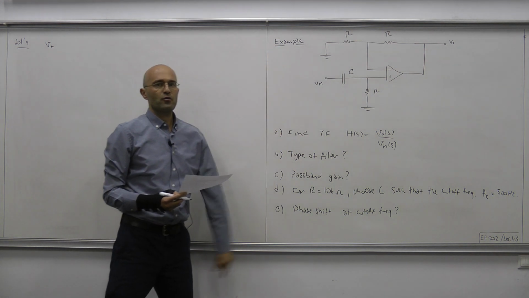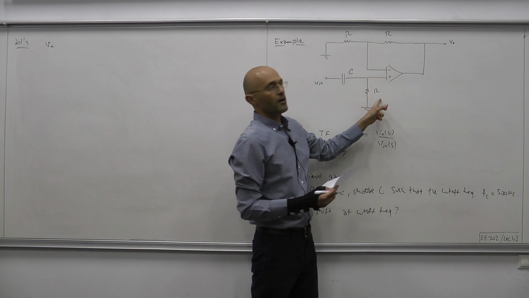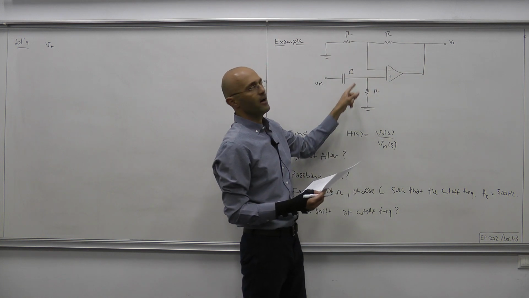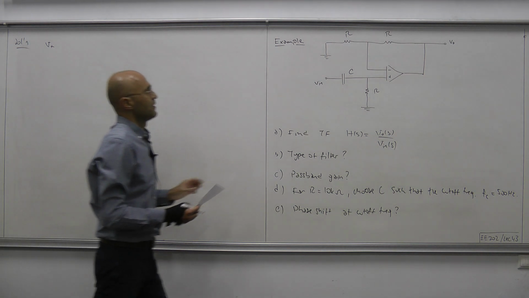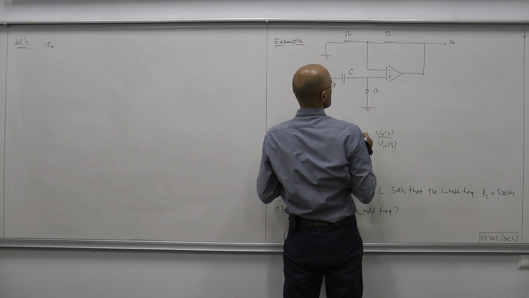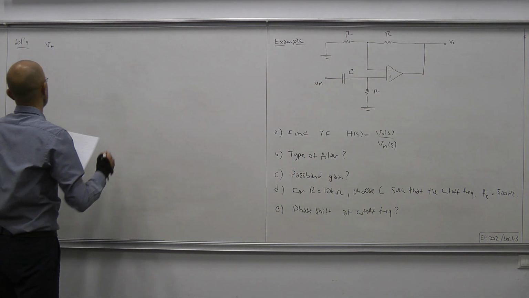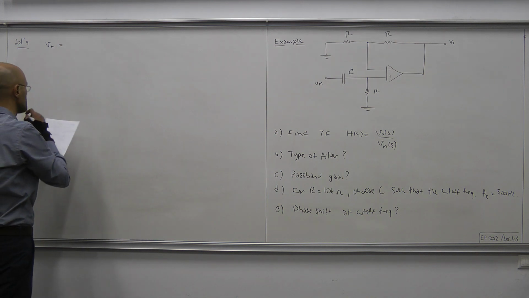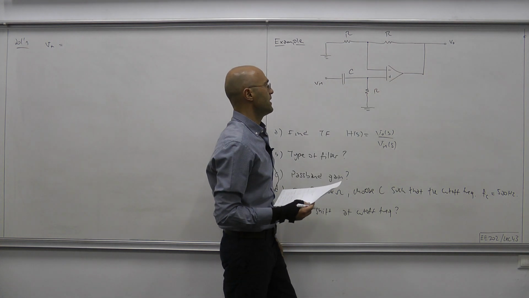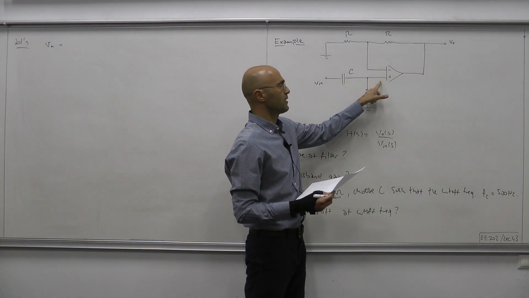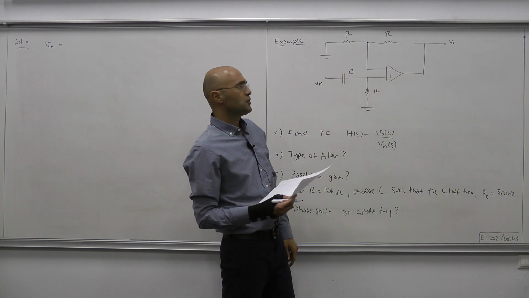Okay, suppose that we transform the circuit to the S domain. So the resistances are still resistances R, and here we have the impedance of the capacitor, which is 1 over SC. So this node has voltage V minus, and this node has voltage V plus. So what we have is V plus equals, okay, we're dealing with an ideal op-amp, say, so there will be no current escaping into the op-amp, and this part will simply behave as a voltage divider.